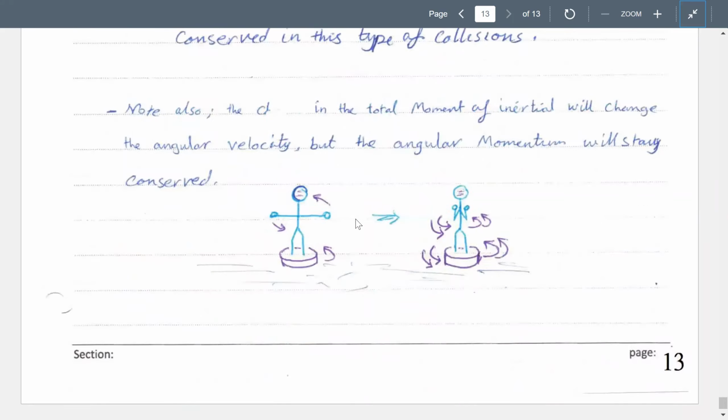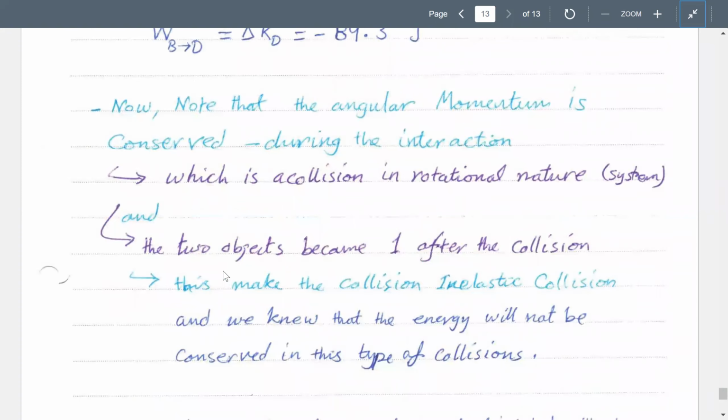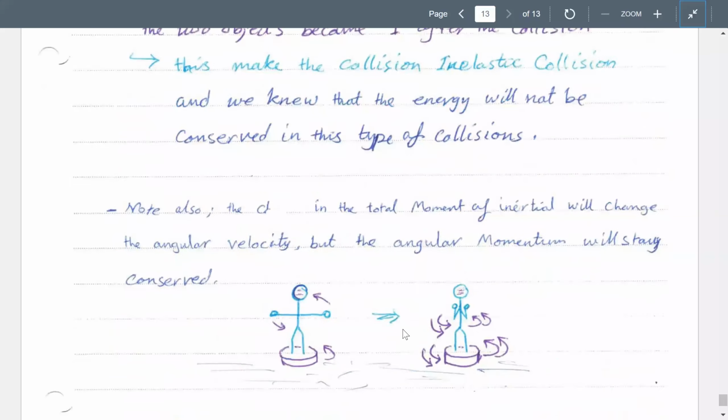Now, let us see these notes finally. Note that the angular momentum is conserved. Yes, it is a collision and rotational system. The two objects became one object after the collision. This makes the collision inelastic because we change the form of the system. We change the shape of it. It is an inelastic collision, and the kinetic energy will not be conserved in this collision.